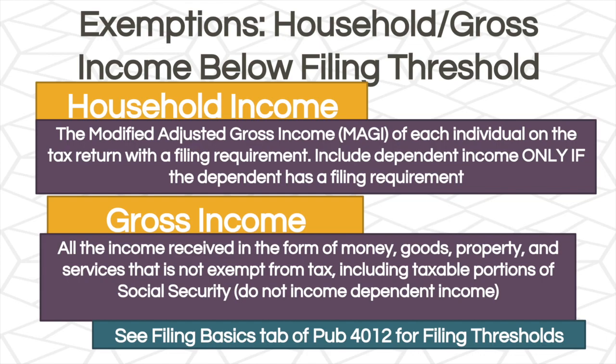Okay, so for household or gross income below the filing threshold, like I said, TaxSlayer does do this automatically, but just a brief overview, household income is basically the modified AGI of each individual on the tax return with a filing requirement. So if you have a dependent that has income, you're including that in household income only if that dependent has a filing requirement. And for gross income, you are not including dependent income at all, and this is considered all the income received in the form of money, goods, property, and services that is not exempt from tax, including taxable portions of Social Security benefits.